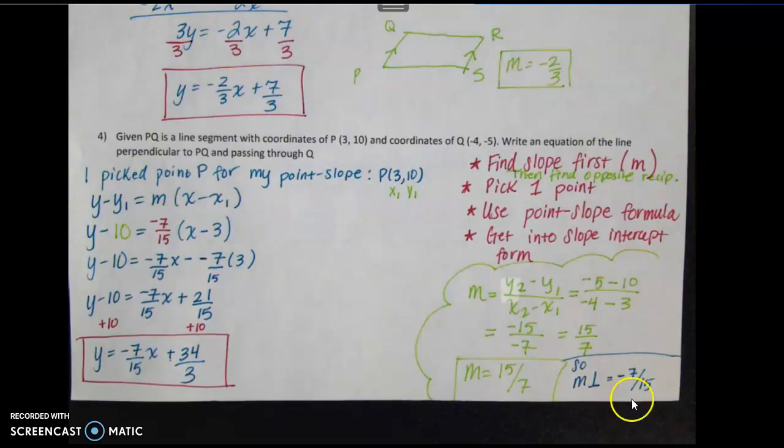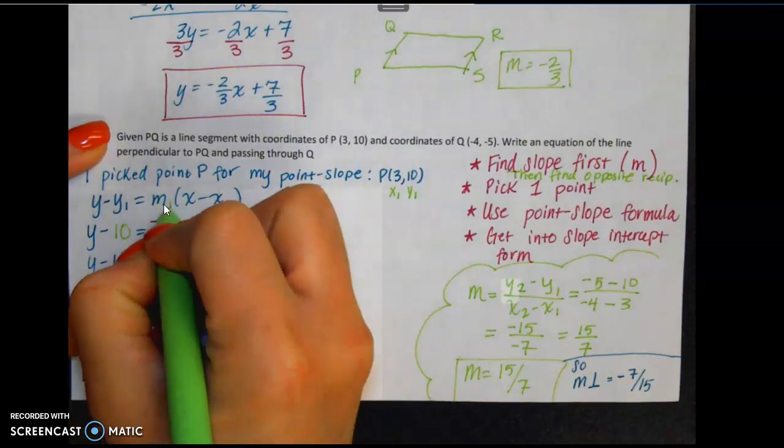So once I have that, I can take that slope and plug it into my point slope formula. I picked point P, 3, 10, just because it has no negative, it's less subtraction signs to deal with. So I picked 3, 10 for my point. My point slope formula is y minus y1 equals m times x minus x1. That m is the perpendicular slope. Maybe I should write that on here because I don't want the original slope. I'm trying to find the line that is perpendicular.